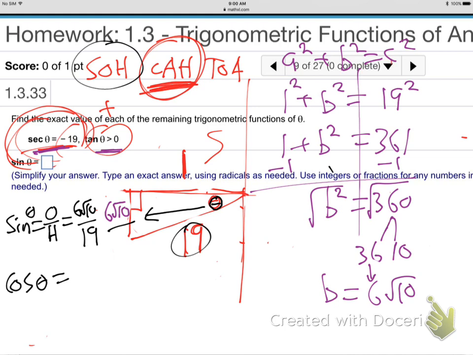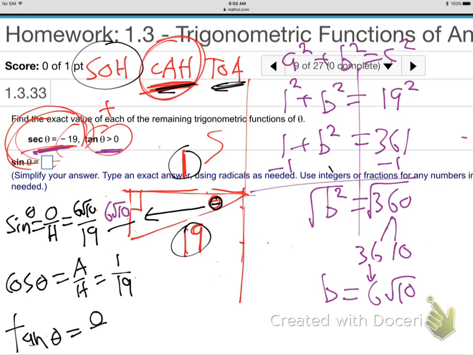Well, actually, they give me, I know that one. Cosine is adjacent over hypotenuse, so adjacent, 1 over the hypotenuse, 19. I'll fix the signs later. Tangent of theta, TOA, opposite over adjacent, so opposite, 6 root 10 over 1, the adjacent. So that's just 6 root 10. That good?